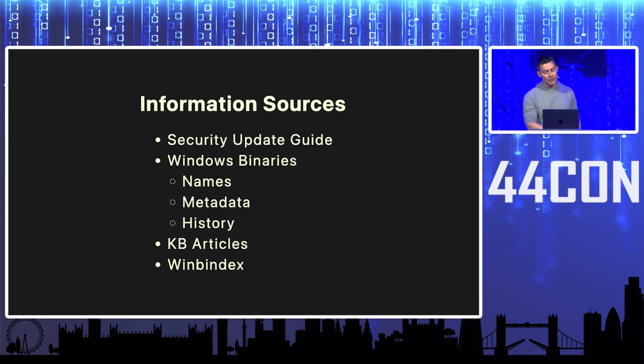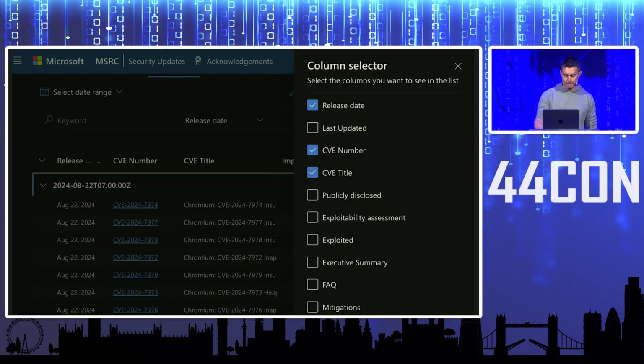So here are all the information sources that we're going to use. We're going to use the security update guide, which is the primary source. Windows binaries themselves have a lot of information based on the name or the description. Also the history. You might always know that a certain CVE title or tag corresponds to a binary. We're going to use KB articles, and I'll show you that here in a second, and we're going to use WinBinDex, and that's how we're going to download all of our binaries.